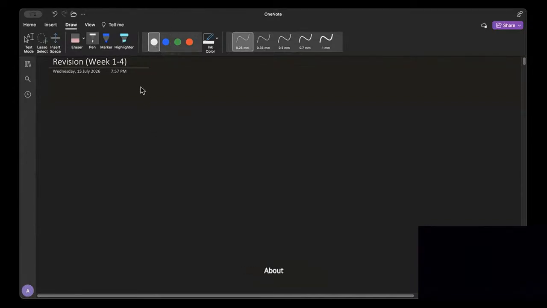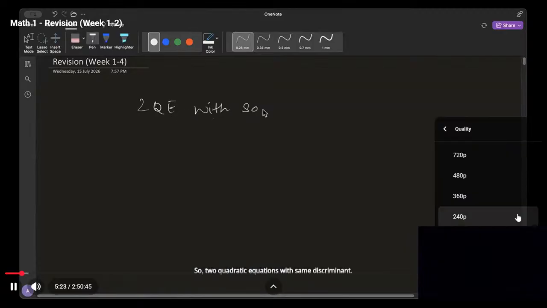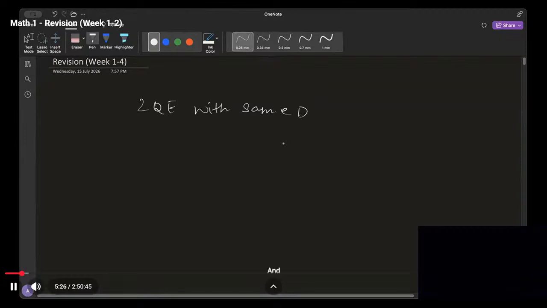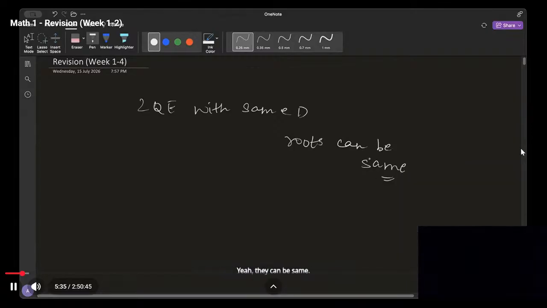about a statement. If two different quadratic equations have the same discriminant, then roots of both equations can be same. So two quadratic equations with same discriminant, and it's about whether roots can be same. Yeah, they can be same. They're not always same, but they can be same. If it says can be same, then it should be correct.